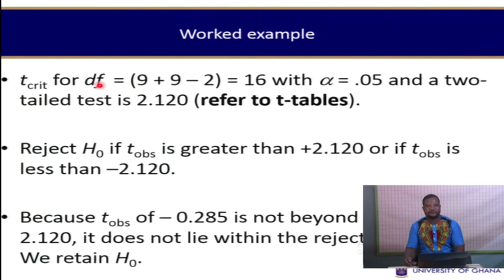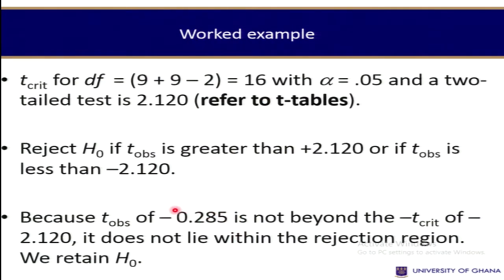Now the t critical. For the work example, there are 9 cases in each group, so 9 plus 9 is 18, minus 2, gives 16. So we have our DF to be 16, with an alpha level of 0.05 for a two-tail test. If you read the table, the t critical is 2.120. So our decision rule is that we reject our H0 if the t observed is greater than the positive critical value, or we equally reject our H0 if the t observed is less than the negative of the critical value.